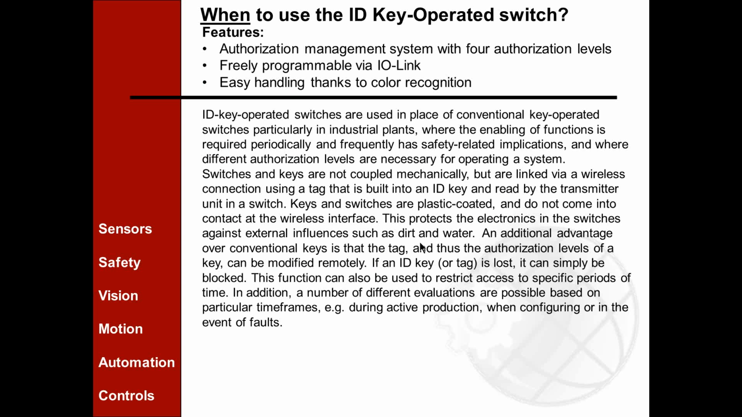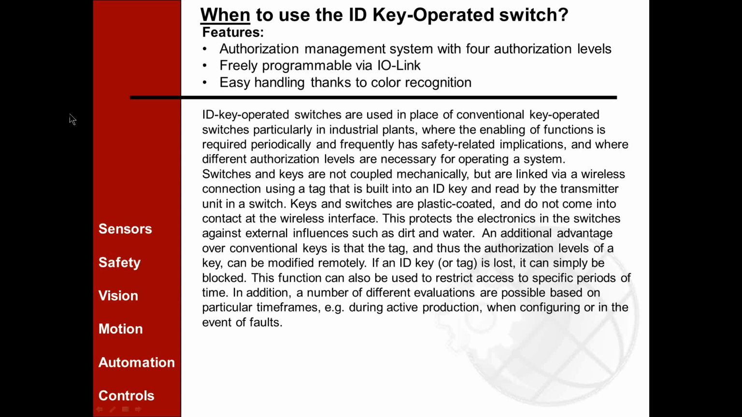All right, so moving on here. This might get a little dry here. I'm probably going to move a little bit quicker through this, not to bore everybody to death. But the who, what, when, where, why, we're already at the when. When to use the ID key operated switch. Authorization management system with 4 authorization levels. Freely programmable via IO Link, and that obviously is with the IO Link version. Easy handling thanks to color recognition.